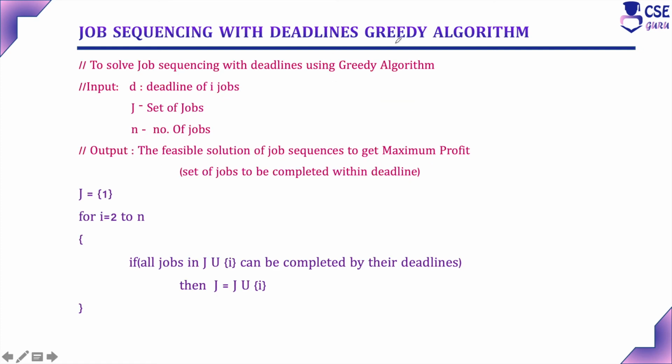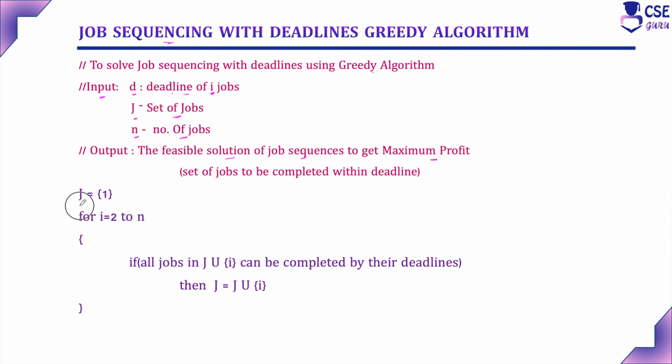Next, the greedy algorithm for the job sequencing problem. The problem is to solve job sequencing with deadline using the greedy algorithm. And here, the inputs: D is the deadline for each job, that is, job I. And J is nothing but the set of jobs that should be completed within their deadline. And N is nothing but the number of jobs. And the output is nothing but a feasible solution of job sequences to earn maximum profit.